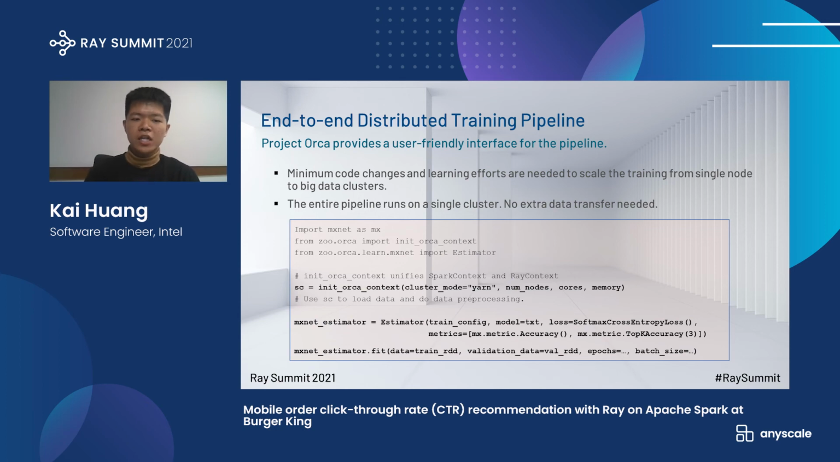After the initialization, you can use Spark context to load data and do data processing, and to generate the Spark RDDs for training and validation. The last step you need to do is to create an estimator. In the train config, you can specify the number of MXNet workers and parameter servers to use.